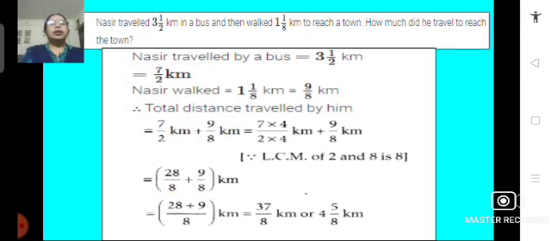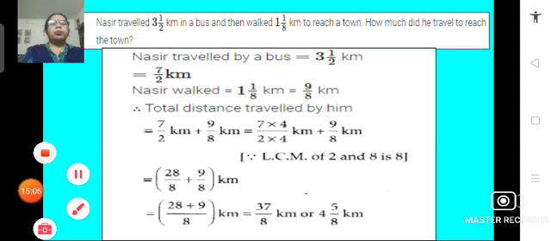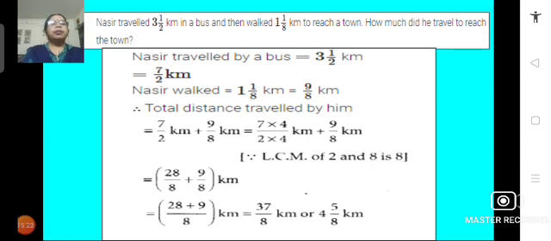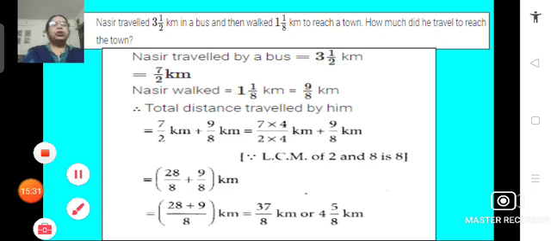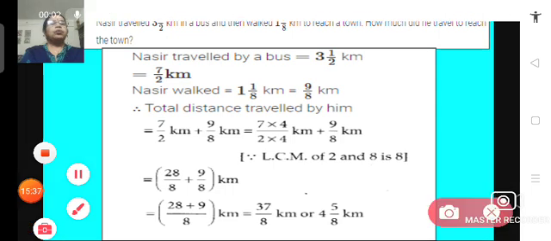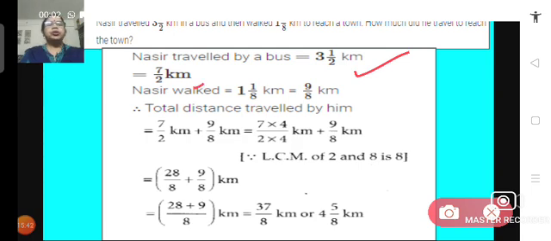Next problem. Nazir travelled 3 1/2 kilometers in bus and walked 1 1/8 kilometers to reach a town. How much did he travel to reach the town? So what we have to do? We have to add the kilometers he travelled by bus and the way he walked, that also we have to add. So Nazir travelled by bus 3 1/2 kilometers, that means 7/2 kilometers.